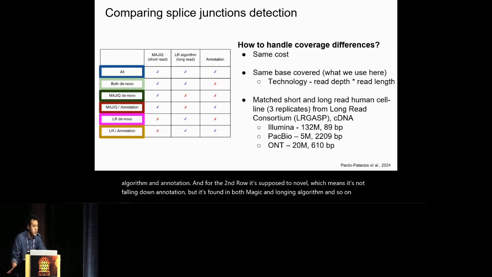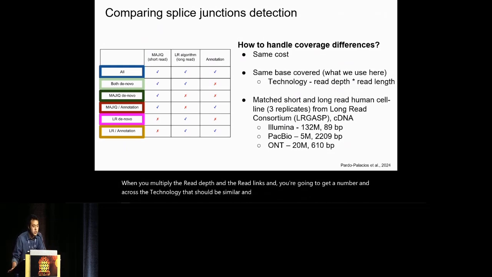But we need to handle coverage difference between short and long read because inherently they have a different coverage. So there are 2 ways to do it. The first one is to have the same cost, and the second way is to have the same base coverage, and this is what we use here. When I say same base coverage, when you multiply the read depths and the read lengths, you're going to get a number, and across the technology, they should be similar.